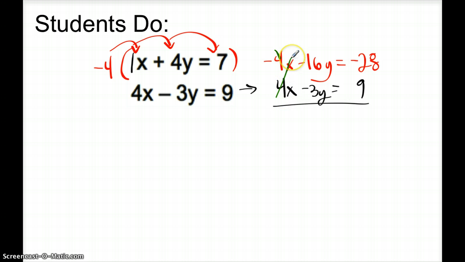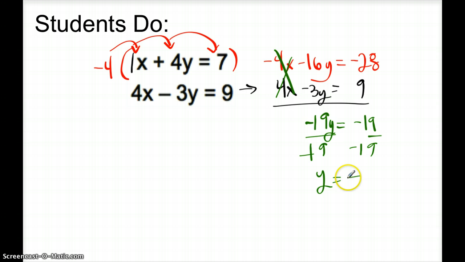Add these together. Cancel, that's my elimination from yesterday that we learned, or from last class, sorry. Add these together, I have negative 19y equals negative 20, negative 19? Oh, negative 19, good. Divide by negative 19 on both sides, and I have y equals positive 1. So, x, y, and y equals 1.